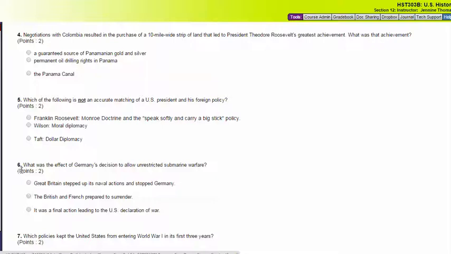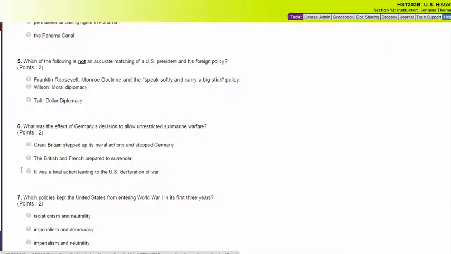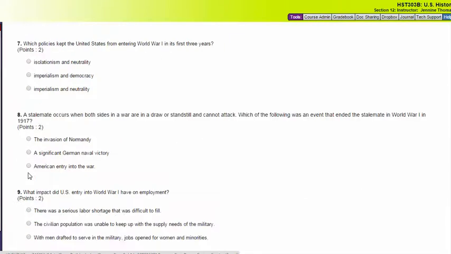Number 6, which was the effect of Germany's decision to allow unrestricted submarine warfare? Great Britain stepped up its naval actions and stopped Germany. The British and French prepared to surrender. It was a final action leading to the U.S. declaration of war. Number 7, which policies kept the United States from entering World War I in its final 3 years? Isolationism and neutrality, imperialism and democracy, or imperialism and neutrality?